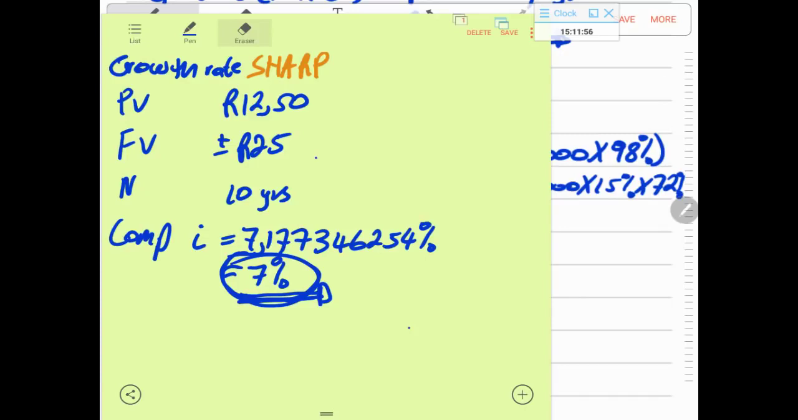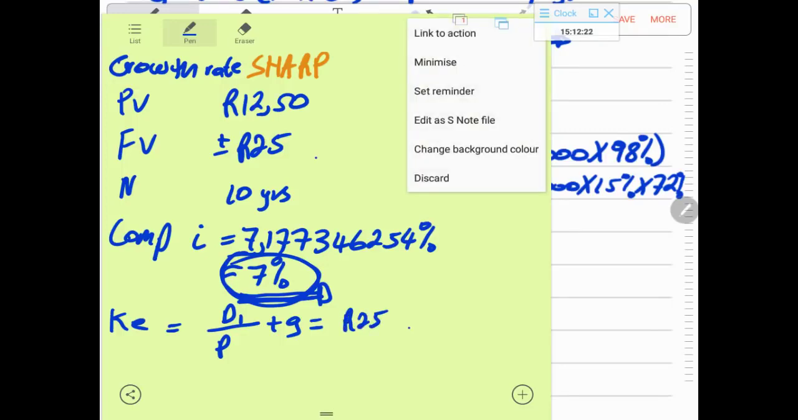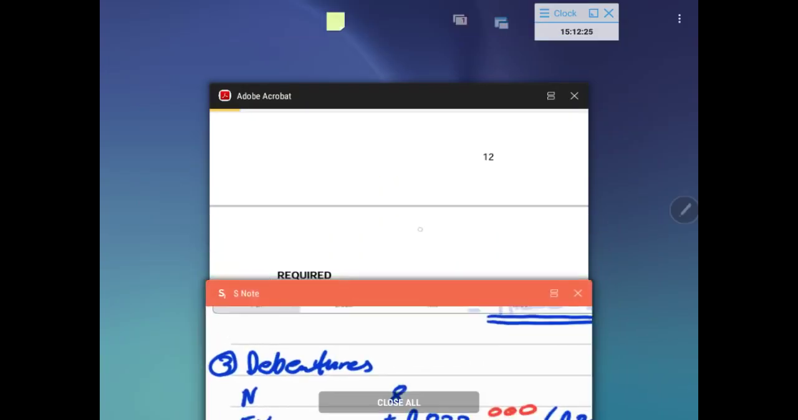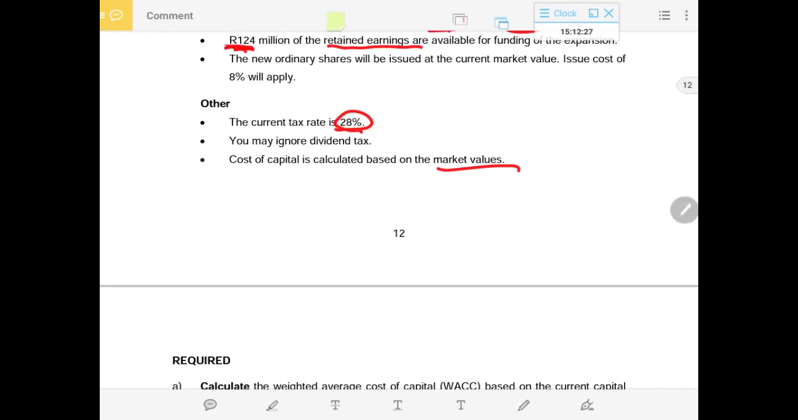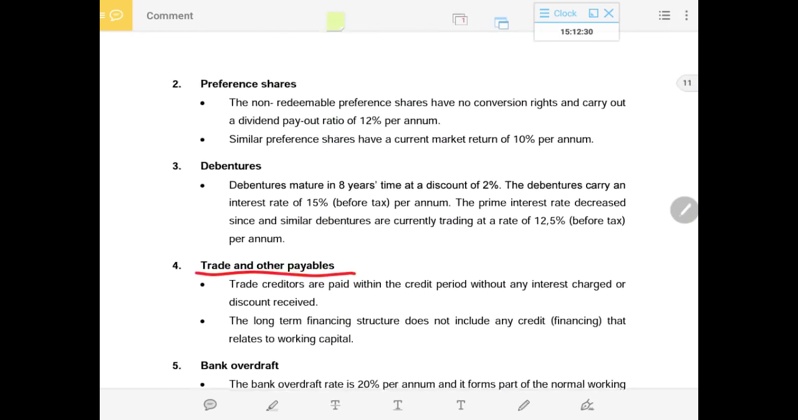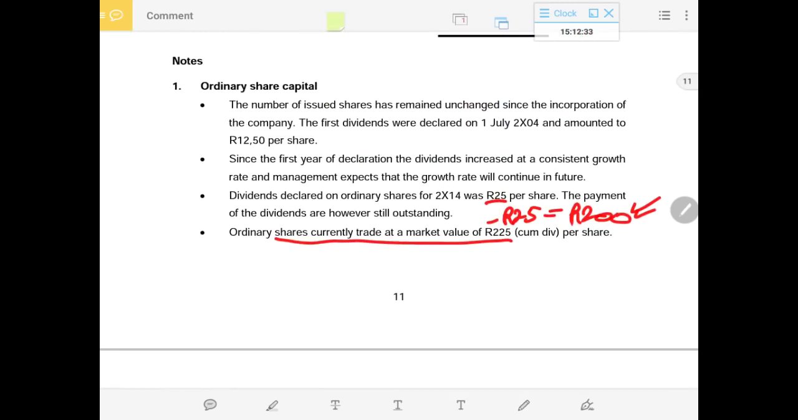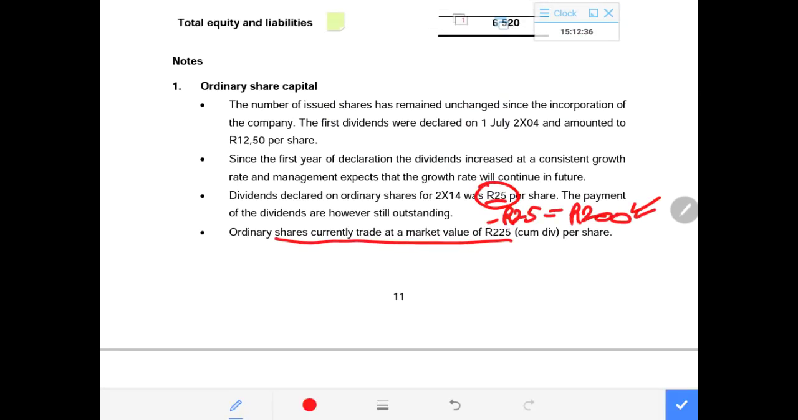Don't forget the cost of equity was calculated to be 20%. Let me remind you, maybe you forgot. We said that the cost of equity is equal to dividends at the end divided by the price, plus the growth rate. And how do we do this? We say dividends, which is 25 rand, ordinary dividends. I want to remind you of that before I start doing everything in my work. We were told that dividends that were declared in the current period amounted to 25 rand. So that is our dividends.